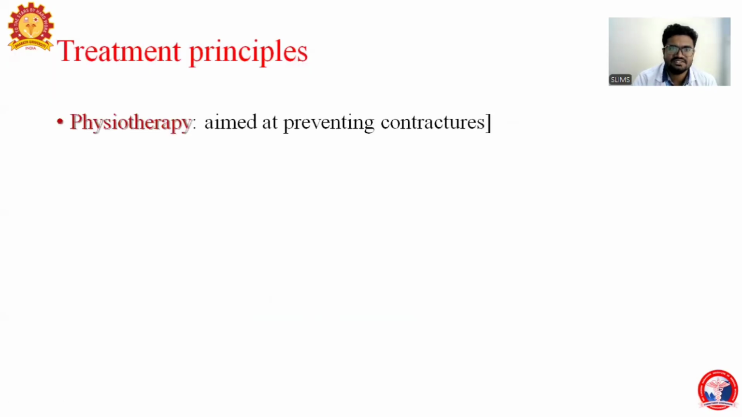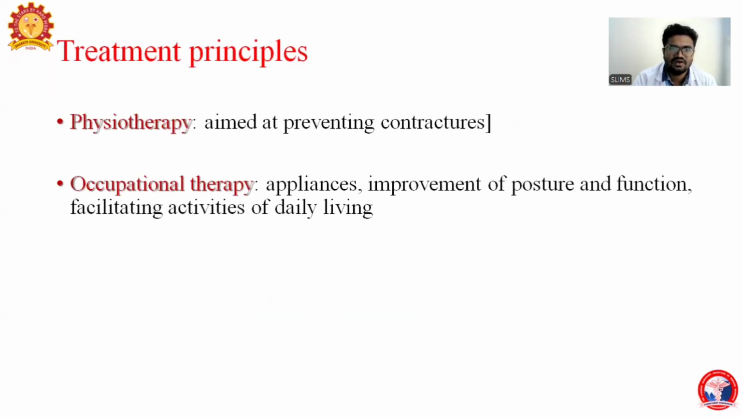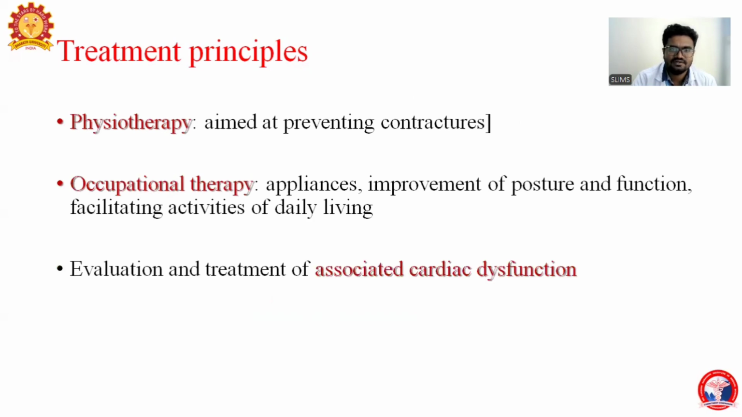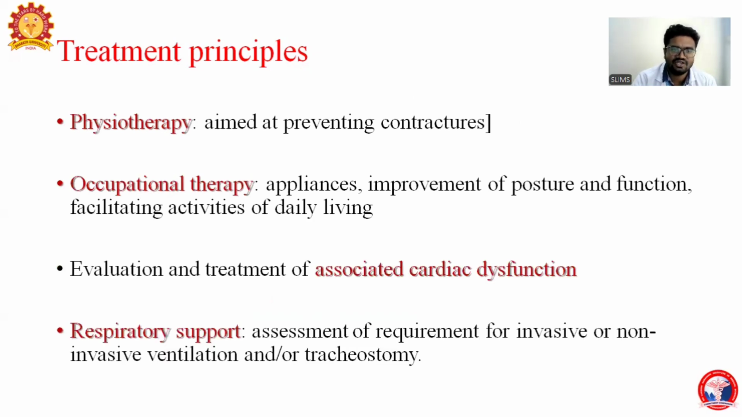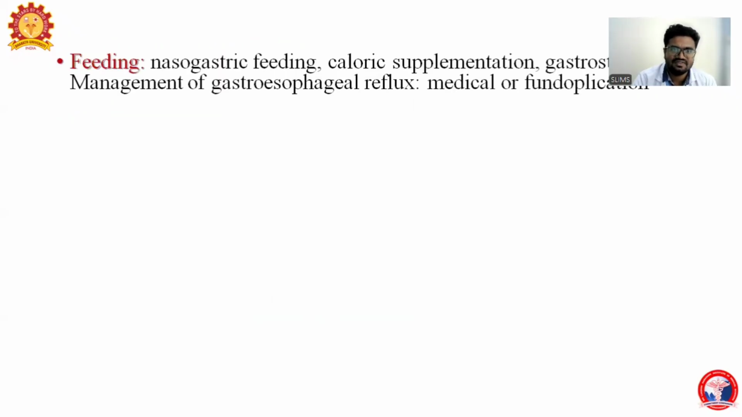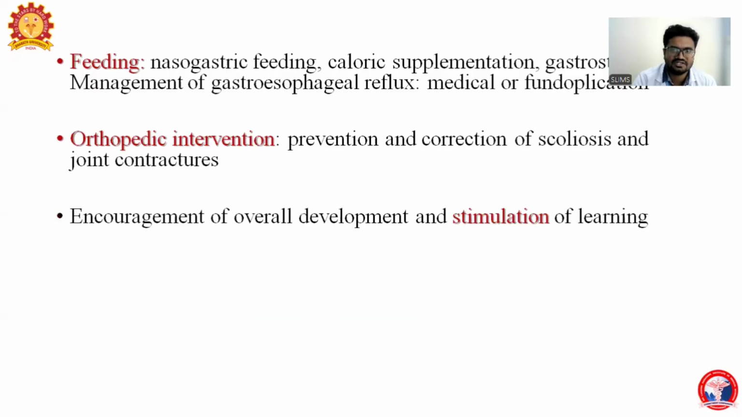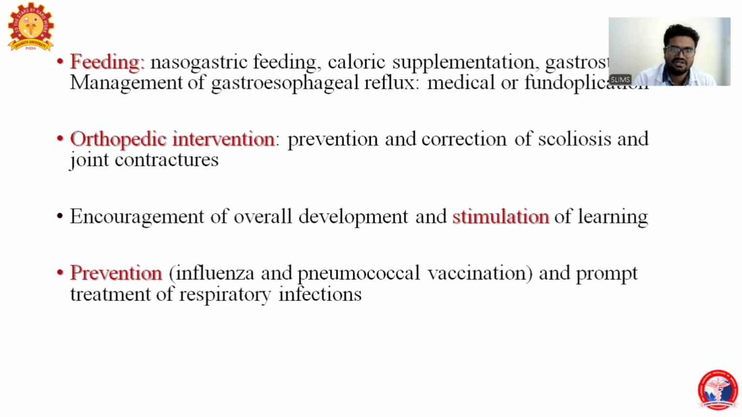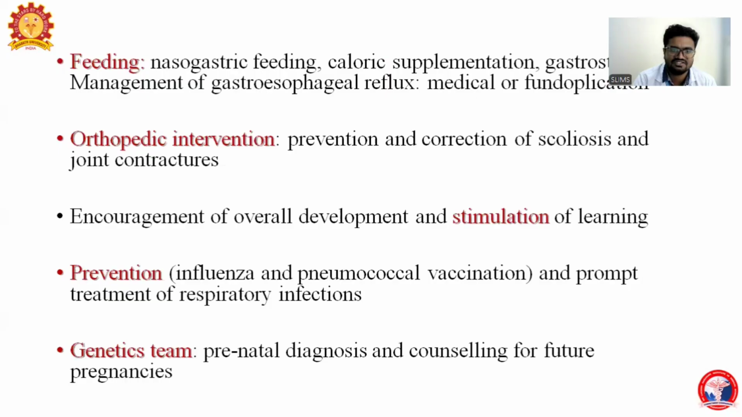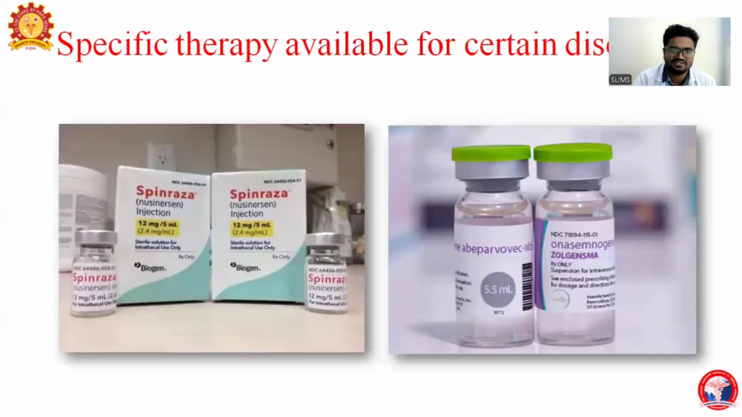So, treatment principles: physiotherapy, the main aim of which is to prevent contractures, and occupational therapy. When there is an associated cardiac dysfunction or aspiration pneumonia, treat them and give respiratory support. Feeding with a nasogastric tube, orthopedic interventions to prevent joint contracture, early stimulation and prevention of respiratory infections, and a genetic team is required for the diagnosis.